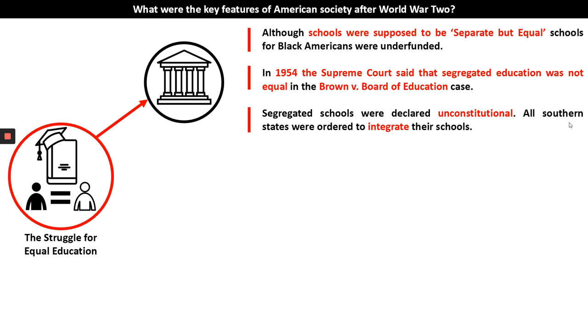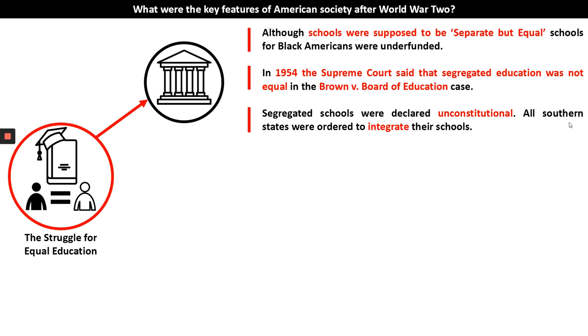In 1954, the Supreme Court said that segregated education was not equal in a case called Brown versus the Board of Education. Segregated schools were declared to be unconstitutional by the Supreme Court, against the laws of America. And so all southern states were ordered to integrate their schools. Integrate means to allow black and white people to come together.